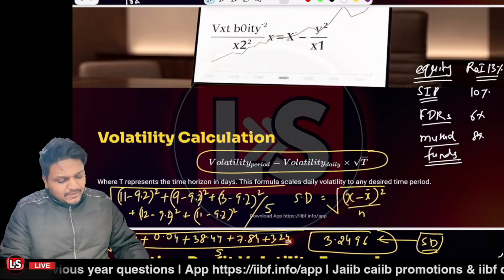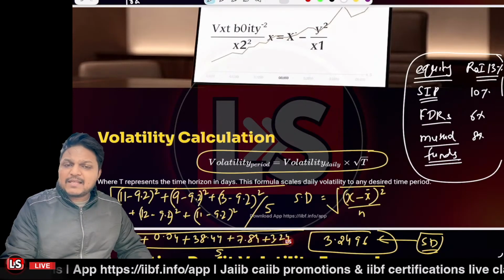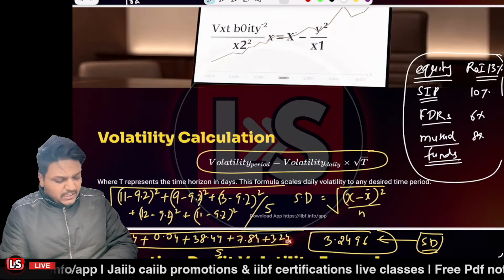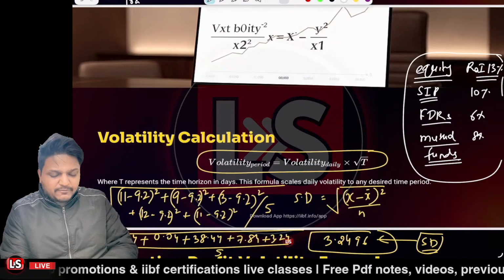Now, what will be the average? The average would definitely be lesser than the higher one. Now, if you have to calculate the average, it will be 13 plus 10 plus 6 plus 8, divided by 4.